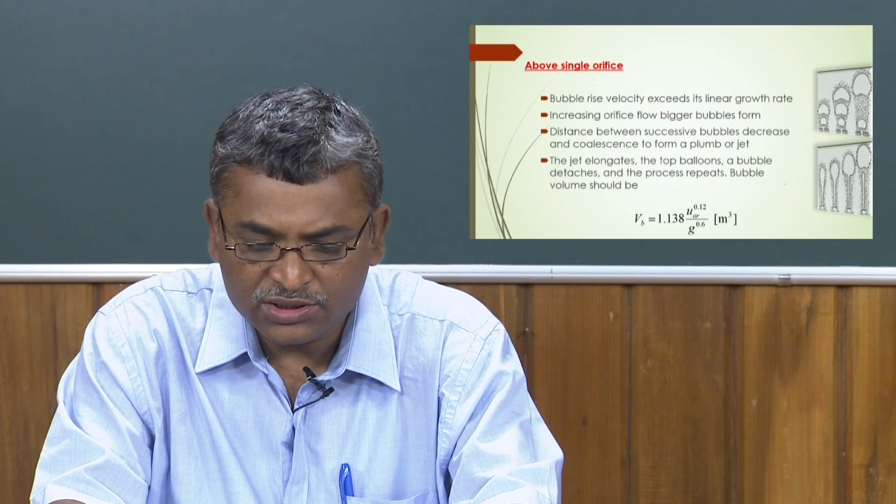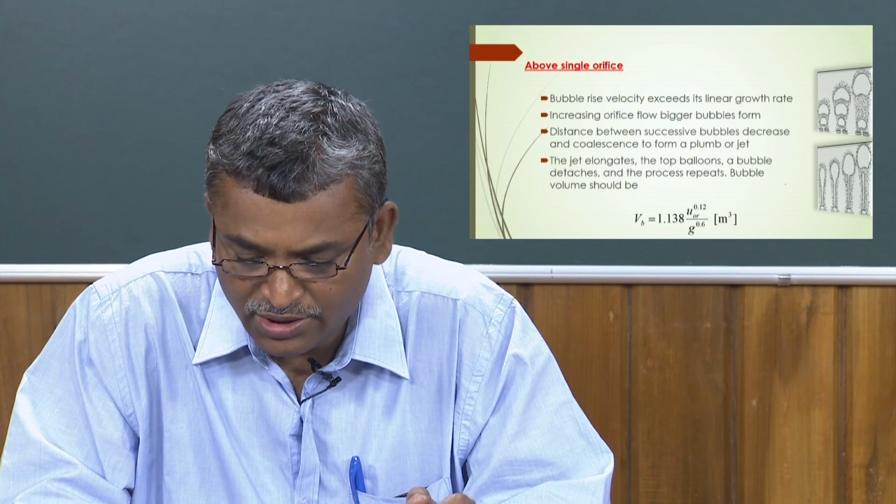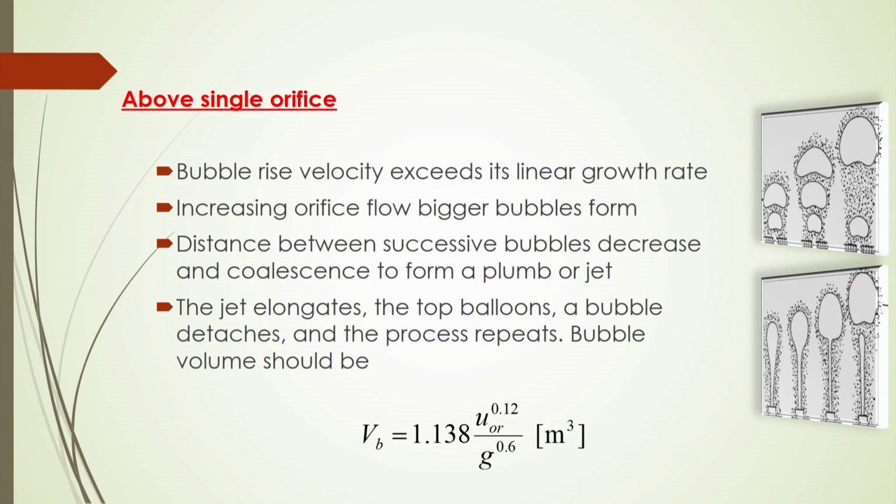Above a single orifice, you will see that bubble rise velocity exceeds this linear growth rate, and with increasing orifice flow, bigger bubbles form. The distance between successive bubbles decreases and they coalesce to form a plume or jet. The jet elongates and the top balloons, and a bubble detaches. The process is repeated, and the bubble will go up and move with a certain velocity, and it will dissolve.